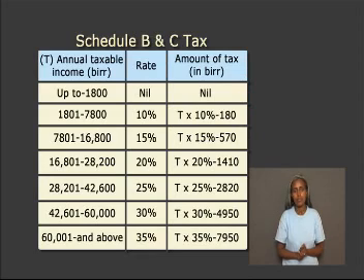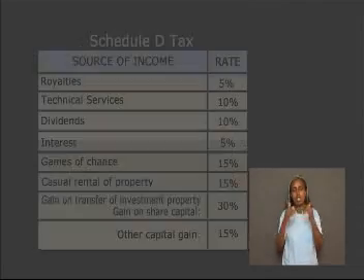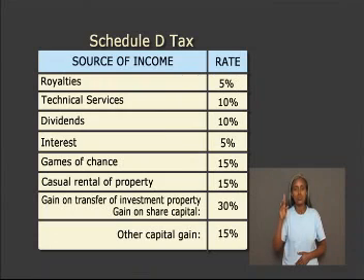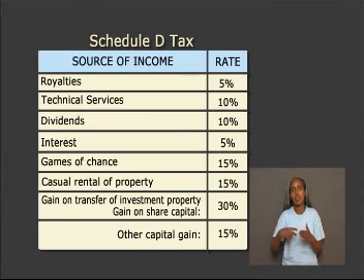Just like the tax on employment income, the taxes on business and rental income are based on a proportional scale. Schedule D taxes are a bit different. Rather than an increasing percentage, each type of income is taxed at a fixed rate. You can see the list here.